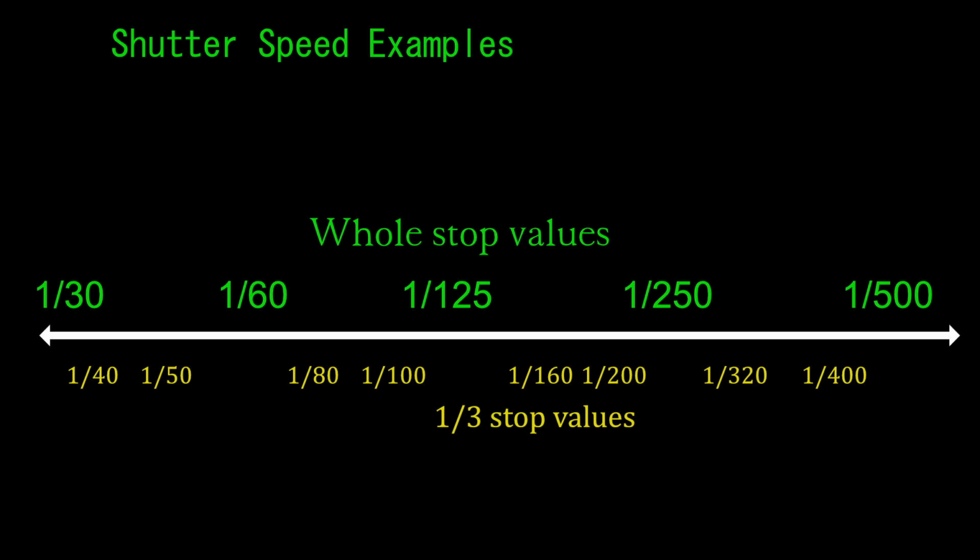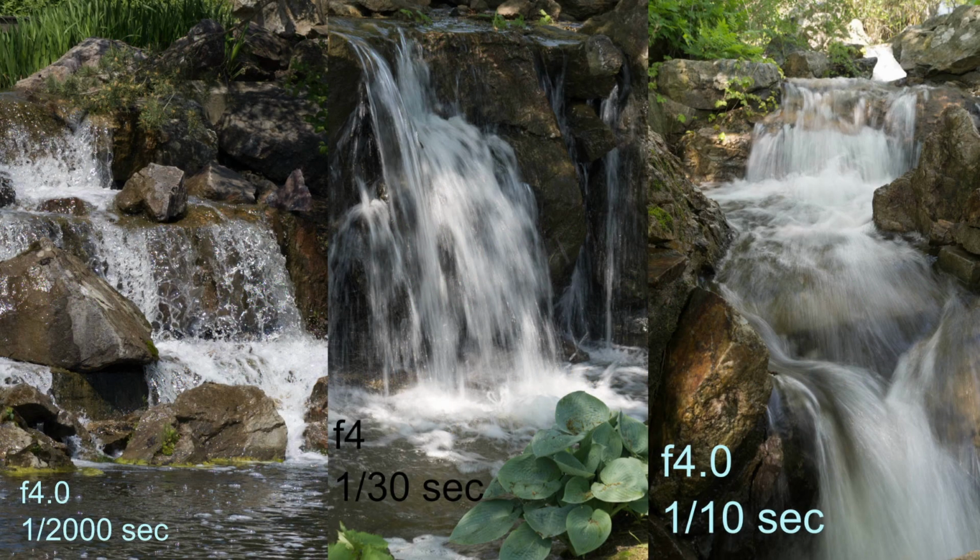So here's an example of a waterfall that was taken at 1/2000th of a second. We have some frozen water. It looks like it's frozen in midair. And then we have 1/30th of a second and 1/10th of a second. As you can see with these three images, this is an example of how shutter speed can stop action or create motion blur. So this can help motion. For example, in the waterfall pictures, the rocks right next to the waterfall are completely frozen. They're in focus, they didn't move, the camera didn't move, just the water moved.